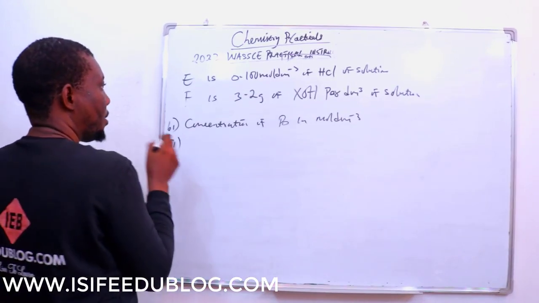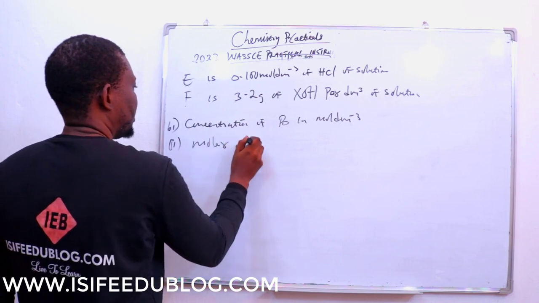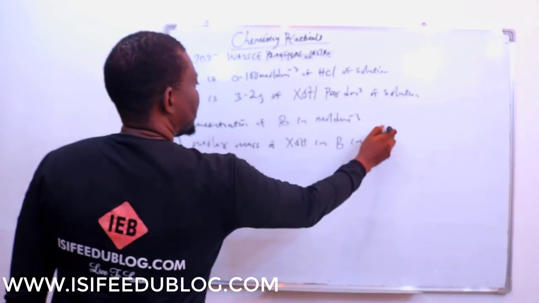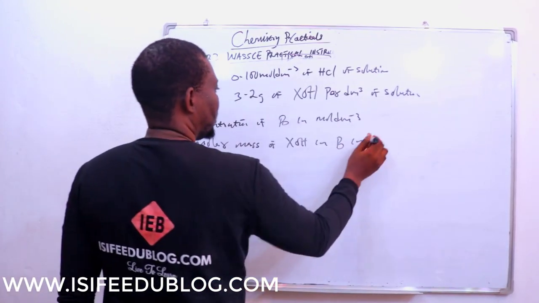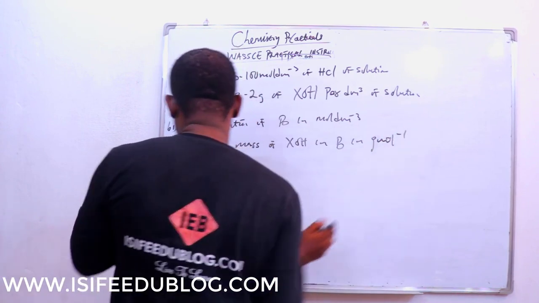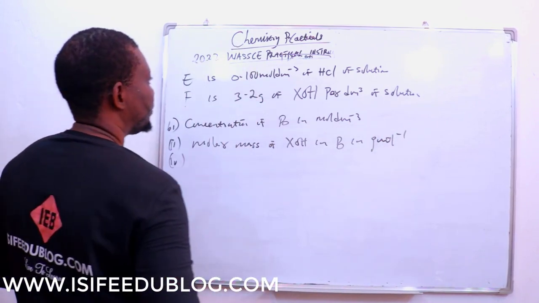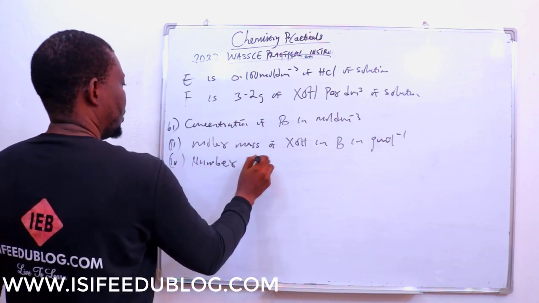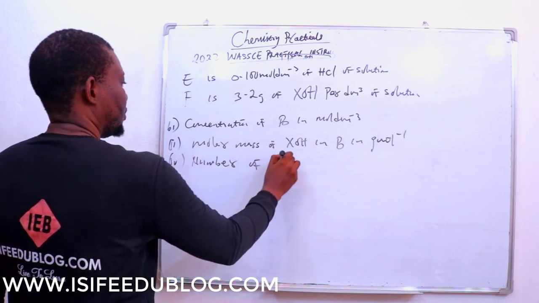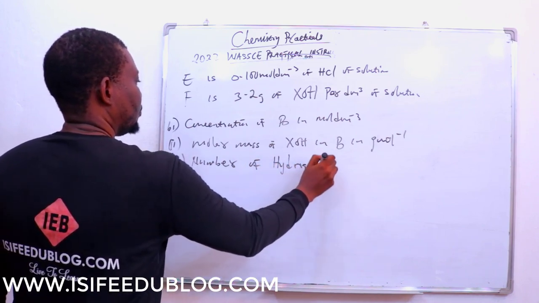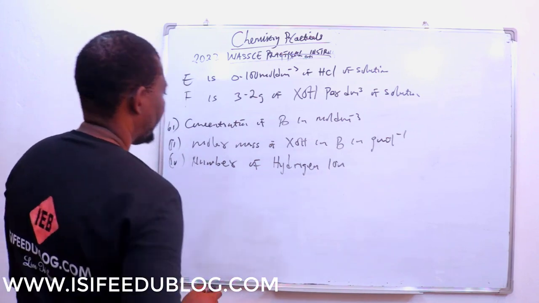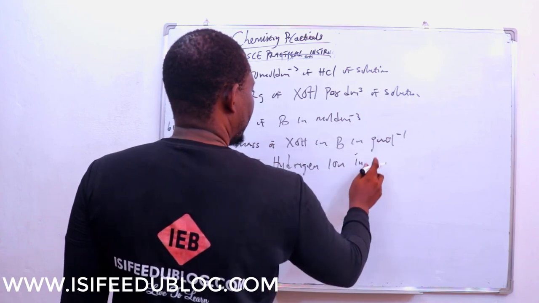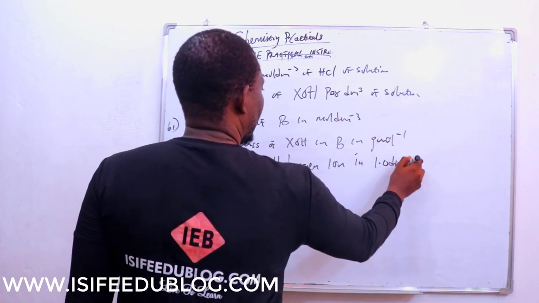I. Molar mass of XOH in B in gram per mole. IV. Number of hydrogen ions in 1.0 dm³.